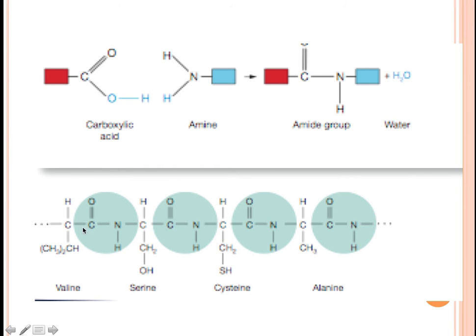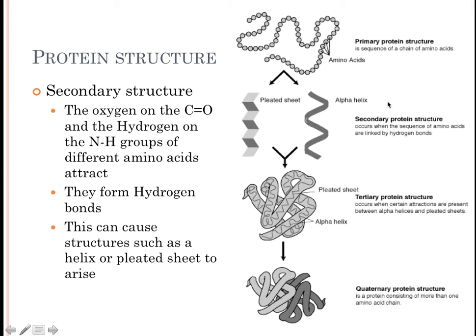So let's imagine this one was here, and then we had another chain and it looped round, and you had a C double bond O sticking up here. In between there and there, that's where you're going to get a hydrogen bond holding different amino acids of the same chain together. Our Z groups, these variable bits, are not involved yet. So this is our secondary protein structure. And we've got two shapes. We can either make a helix or a pleated sheet.